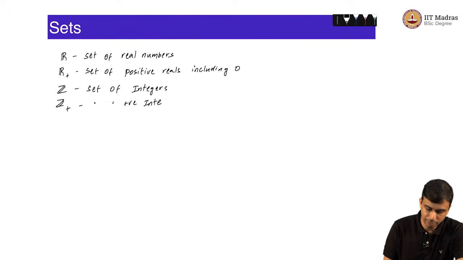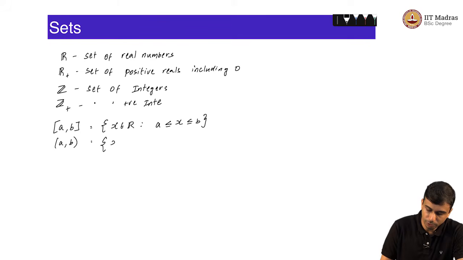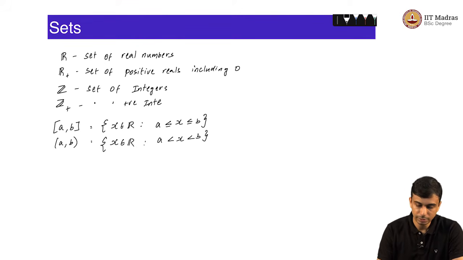And then there are a couple of other sets that we will use often, which is the closed interval a comma b. This is the set of real numbers such that they are between a and b and the boundaries are inclusive. We include both a and b, so that is the closed interval. Then we have the open interval a comma b, which is simply the set of all x in real, a less than x less than b. The only difference between these two sets is that in the second set the boundary points a and b are not included.